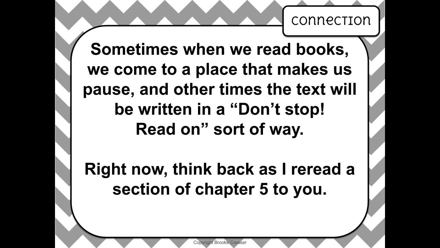Sometimes when we read books, we come to a place that makes us pause, and other times the text will be written in a don't stop, read on sort of way. So right now, think back as I reread a section of chapter 5 from Number the Stars to you. I'm back in Number the Stars, and I'm rereading a section that really stood out to me in chapter 5, Who is the Dark-Haired One? First of all, the title of the chapter stands out to me too. Why would an author even use that as a title for a chapter?